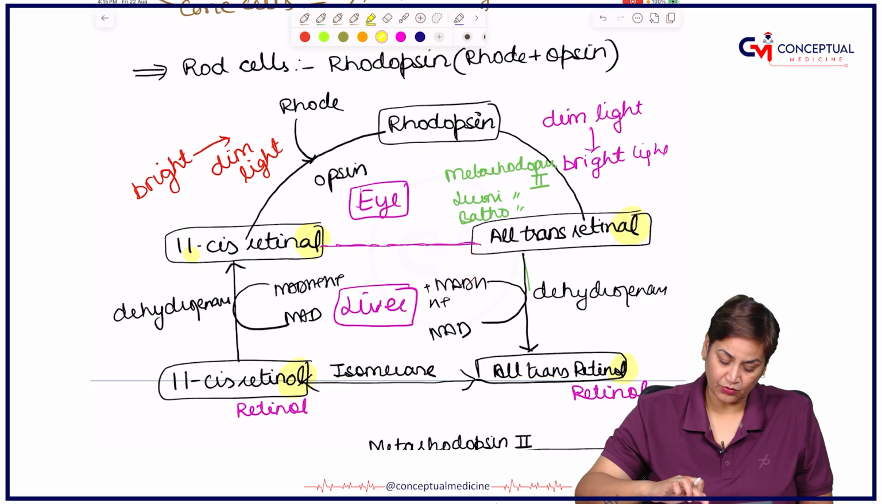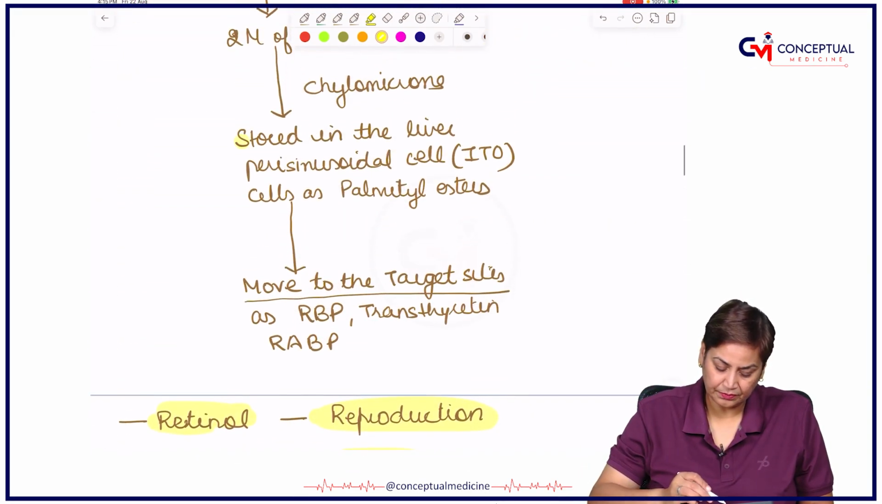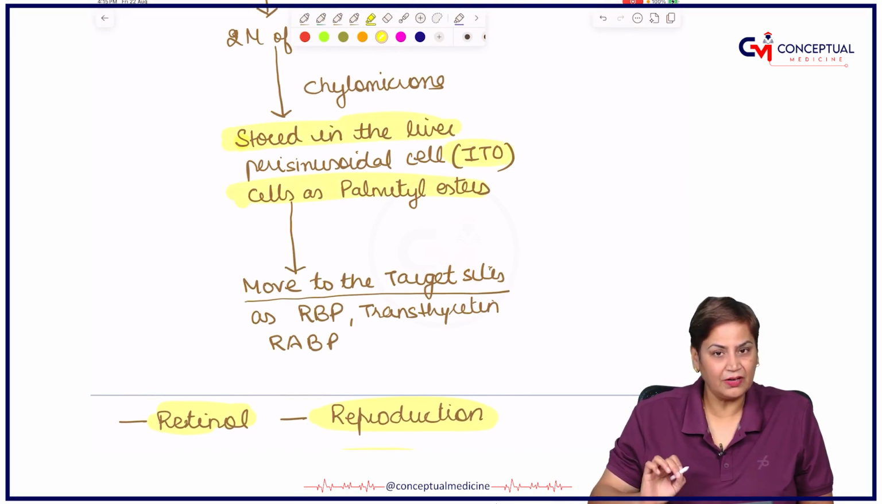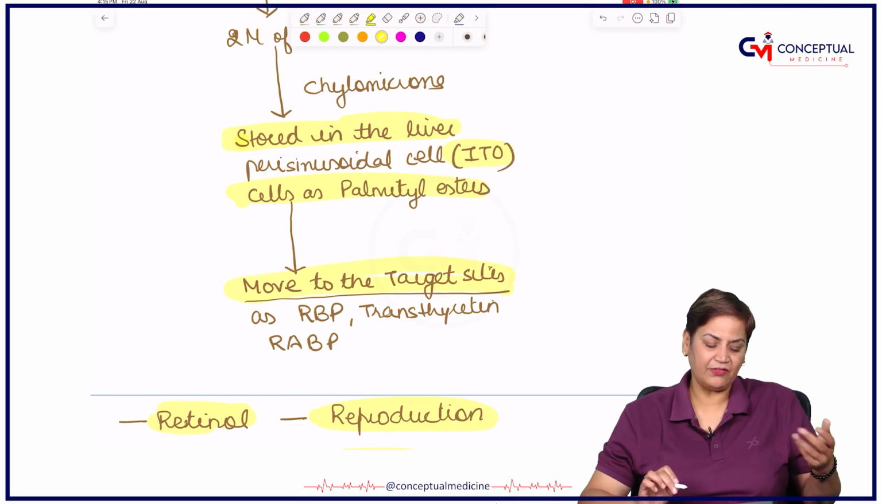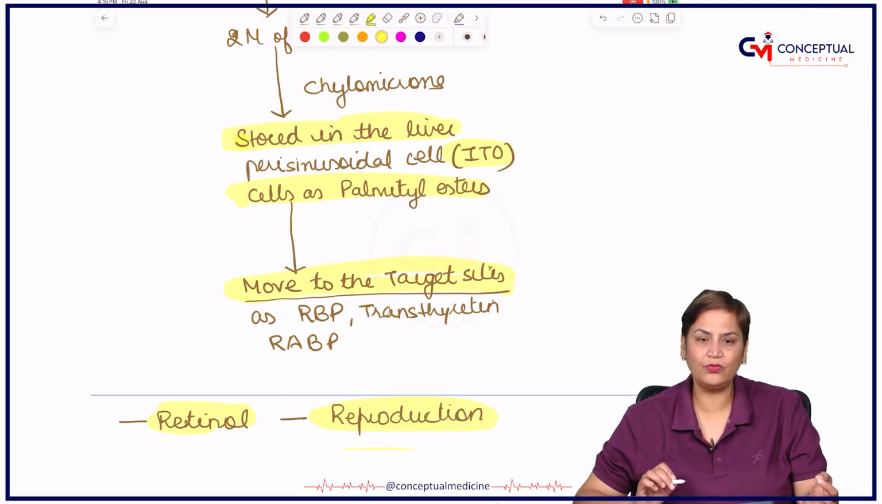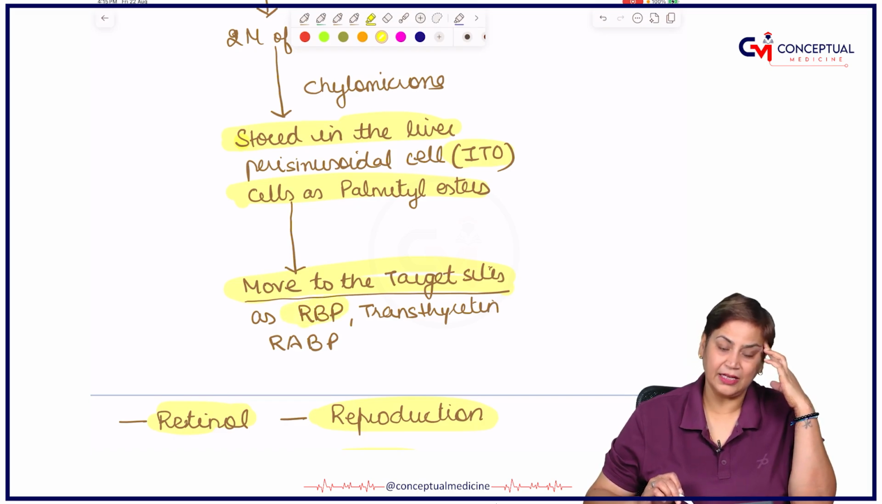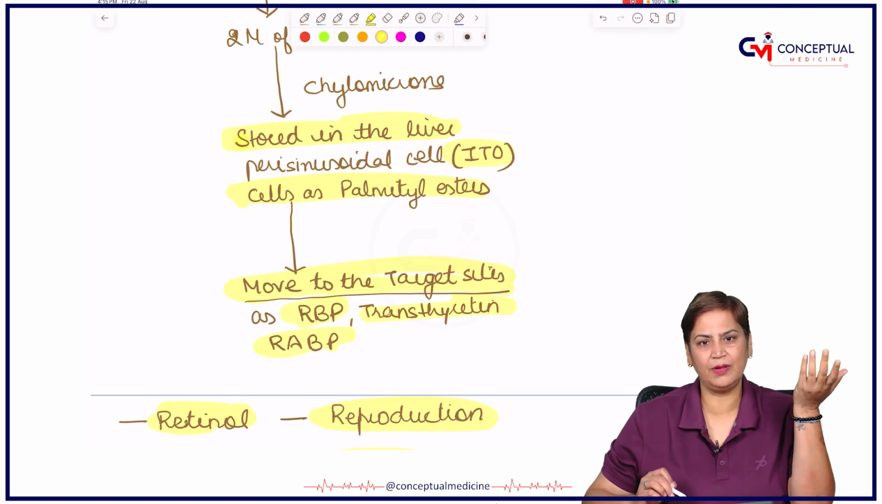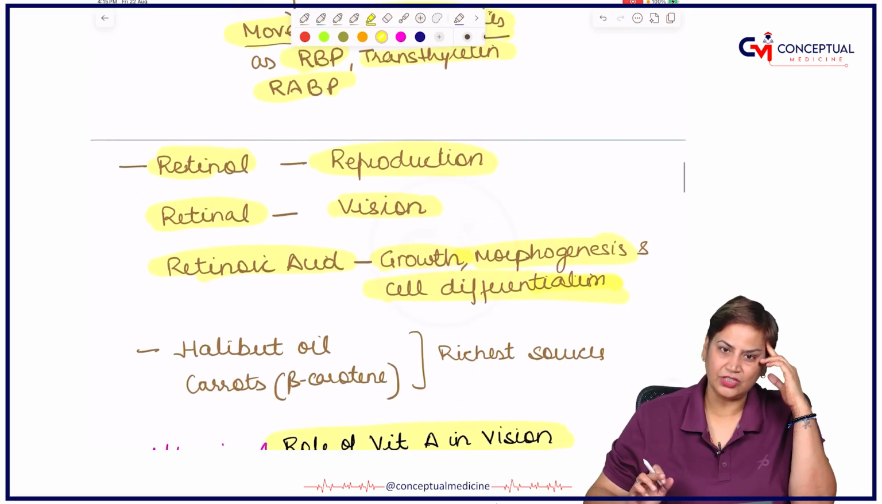And the most important point which we have to remember here is that vitamin A is stored in the liver. That is what I have written here also. Storage is always in the liver. And where in the liver? In the Ito cells of the liver. And whenever vitamin A is required, it will move to the target sites. Whenever vitamin A has to move, it has to search for a protein. So it will be RBP, retinol binding protein, transthyretin and retinoic acid binding protein, and it will be carried to the target organs. And there it is going to exert its function.